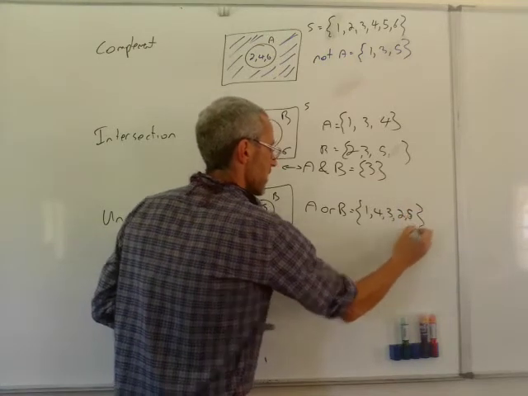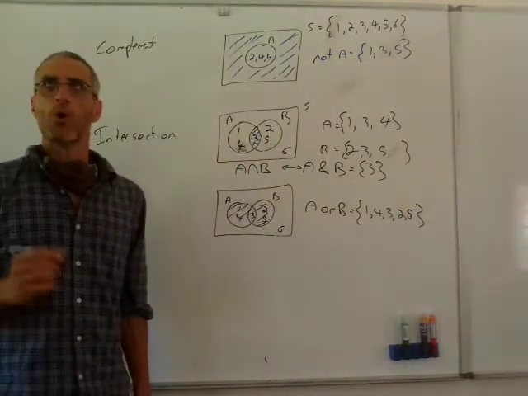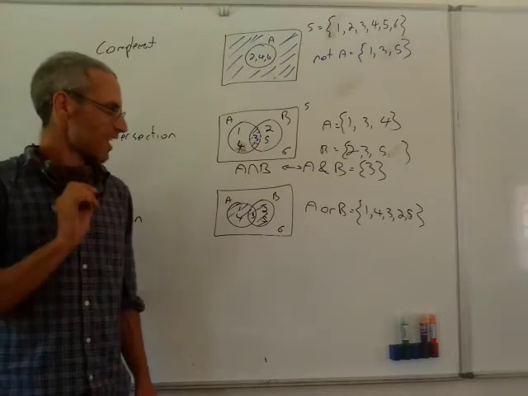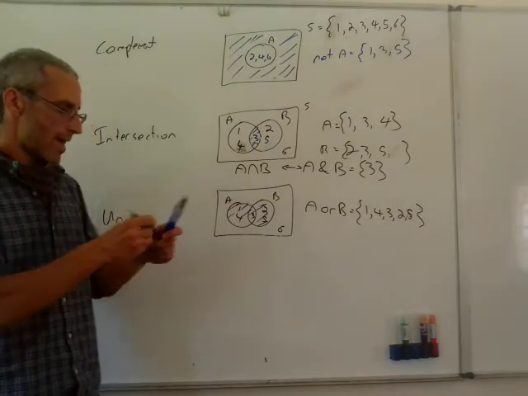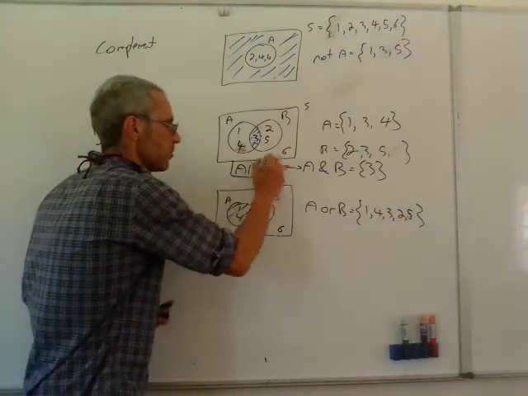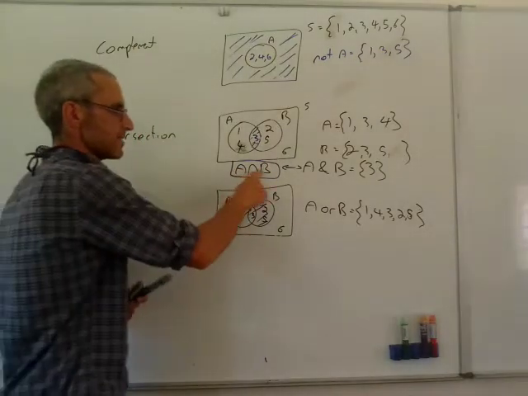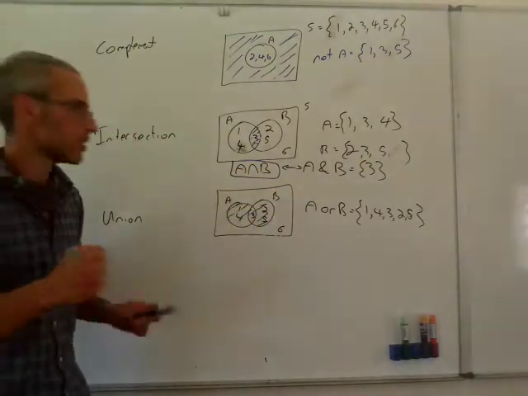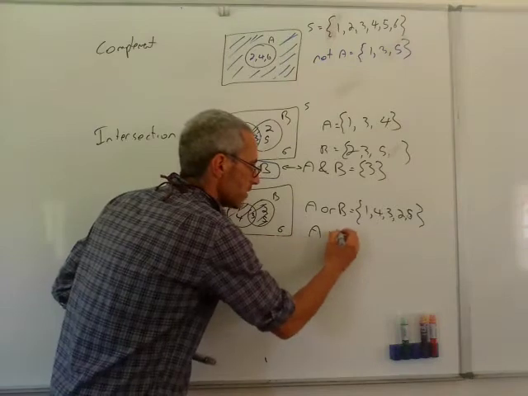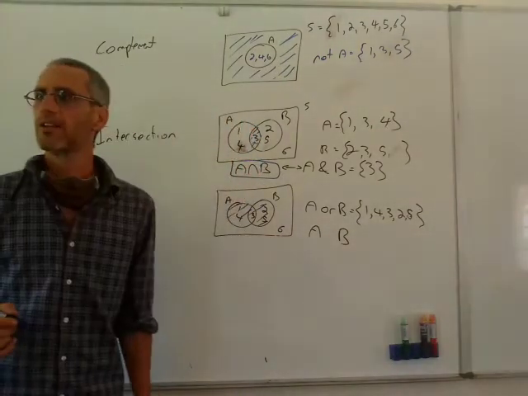2 and 5. Okay? A or B. Not A or A, just A or B. And just like we had a mathematical symbol for and, that means and, or intersection. We're going to have another one. What do you reckon it's going to look like?